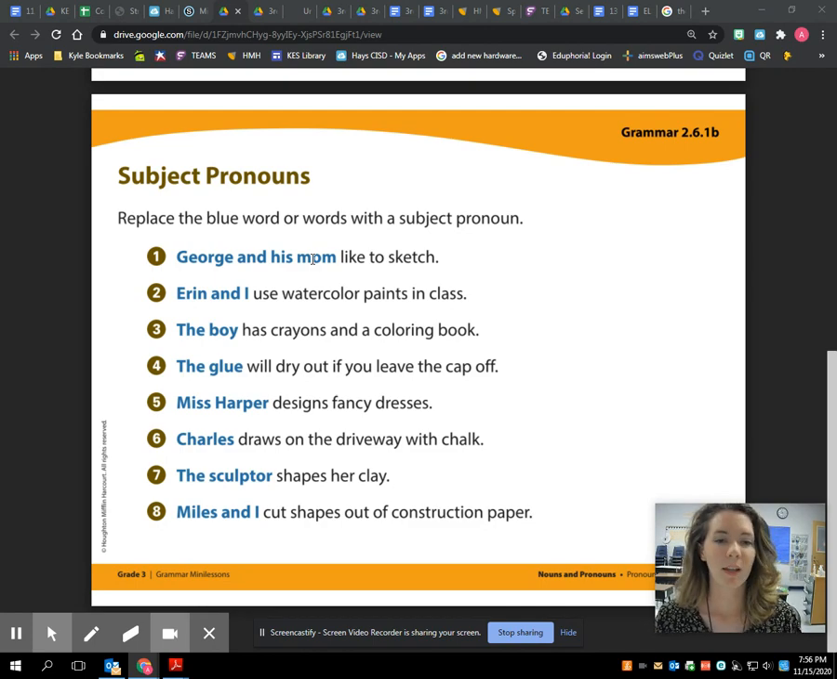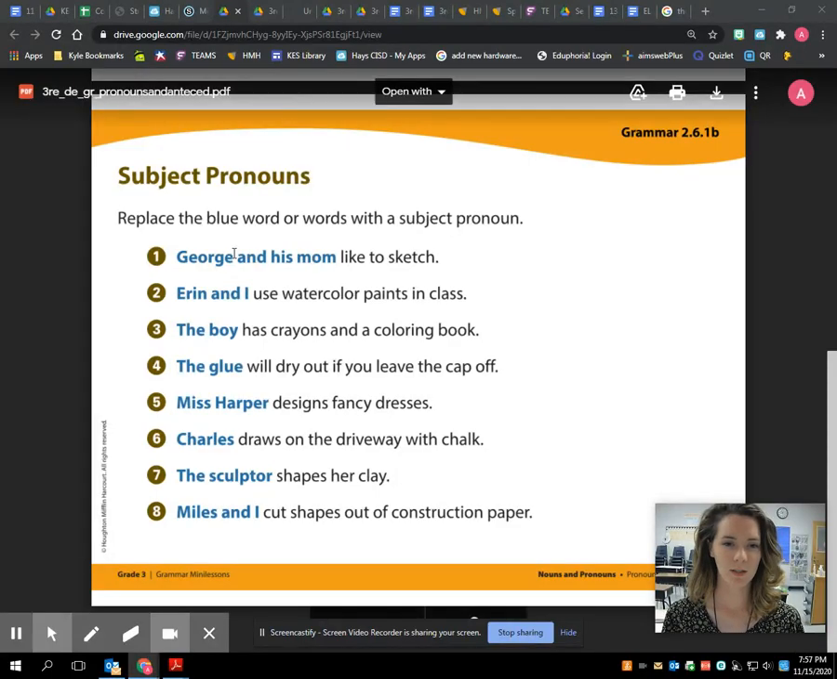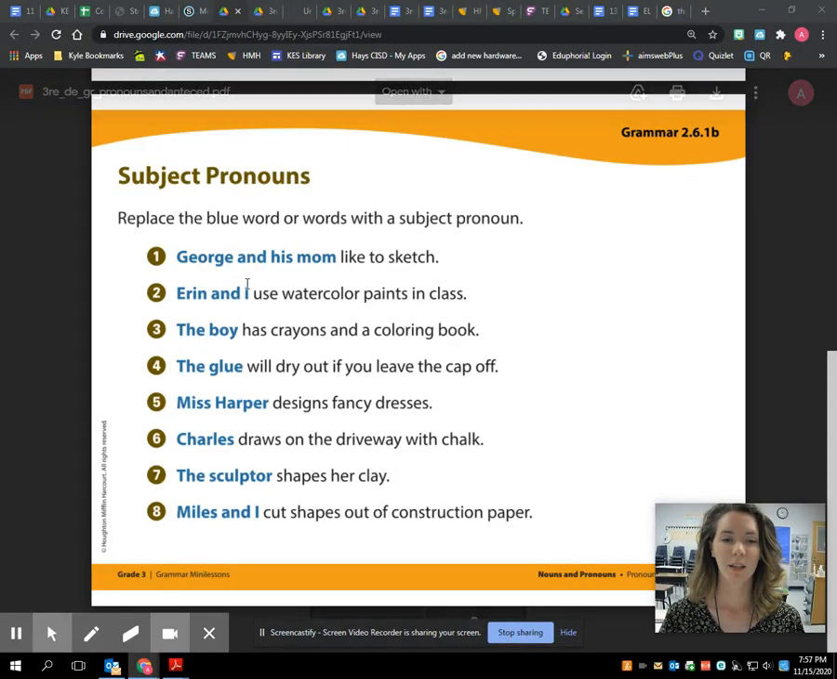Number 2, Aaron and I use watercolor paints in class. So this one is about Aaron and I, two people, but instead of using they, because that's talking about someone else, we're going to switch it to we, because that includes me, and we needed to do that because of this I. Aaron and I, or we, use watercolor paints in class.